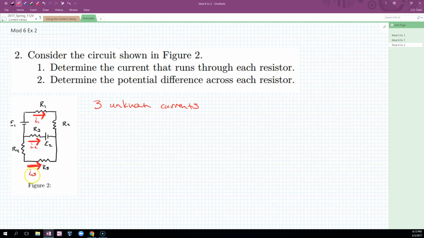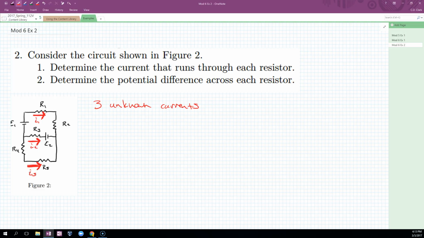So clearly one of these currents at least has to be pointing in the wrong direction. I can't have all of the current in the circuit running towards the same junction. So one of these currents is going to have to be negative, but that's fine. All I need to do is pick a direction, draw an arrow, write down a label for it. So I've got currents 1, 2, and 3.